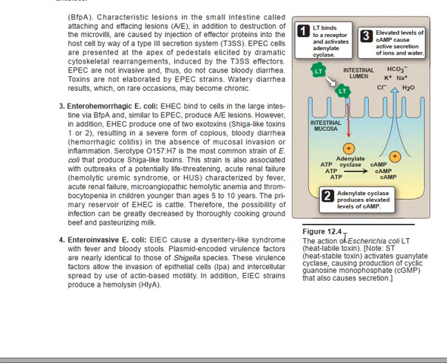Is it clear? So there are two main toxins. We have the heat labile toxin, that is the LT, L for labile and T for toxin, and then we also have the ST, which is the heat stable toxin. Is it clear? So those are the two main toxins that are produced by the Escherichia coli. So let's start with number one.